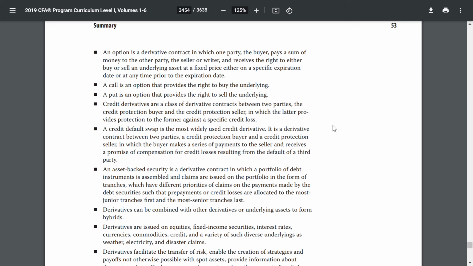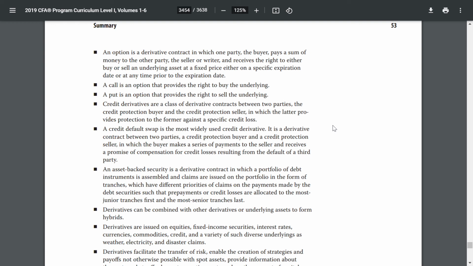An option is a derivative contract in which one party, the buyer, pays a sum of money to the other party, the seller or writer, and receives the right to either buy or sell an underlying asset at a fixed price, either on a specific expiration date or at any time prior to the expiration date. A call is an option that provides the right to buy the underlying. A put is an option that provides the right to sell the underlying.